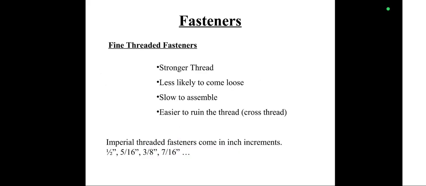Fine thread fasteners are strong threads, less likely to come loose, slow to assemble, and easy to run the thread. These are all the imperial threaded fasteners, which come in inch increments of 5/16, 3/8, 7/16 inches. These are all the imperial threads we can use in day-to-day life.